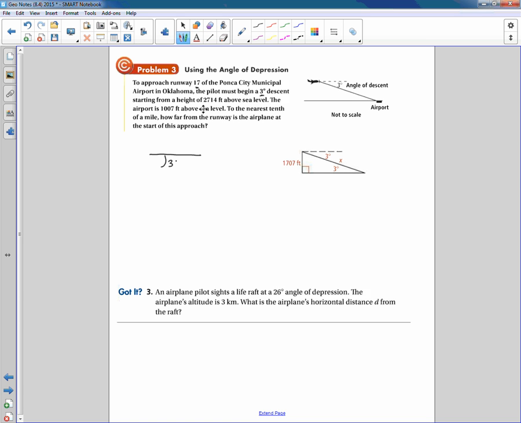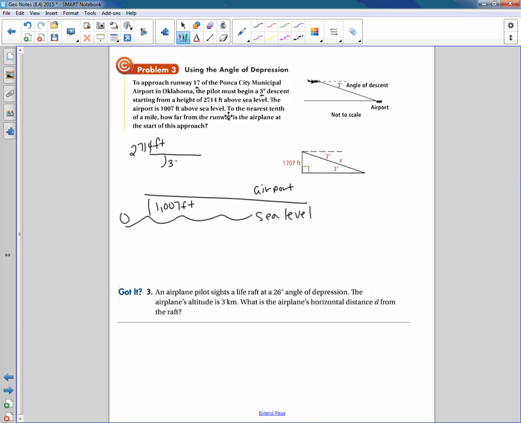Starting from a height of 2,714 feet above sea level. Okay, so then sea level would be down here. Okay, and we know sea level is 0. The airport, however, is 1,007 feet above sea level. Okay, so if we're looking at the airport here, the airport is not at sea level. It is actually 1,007 feet above sea level.